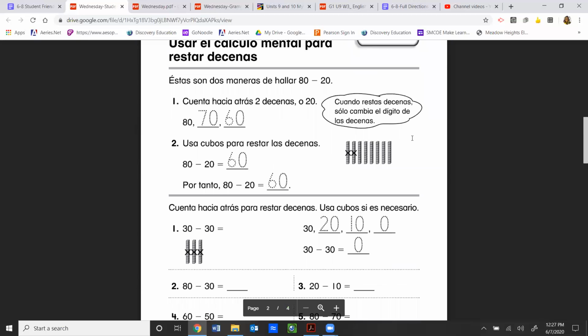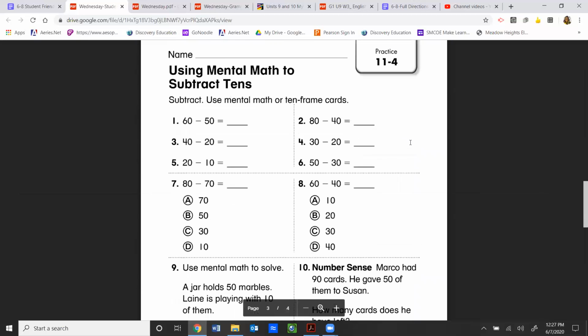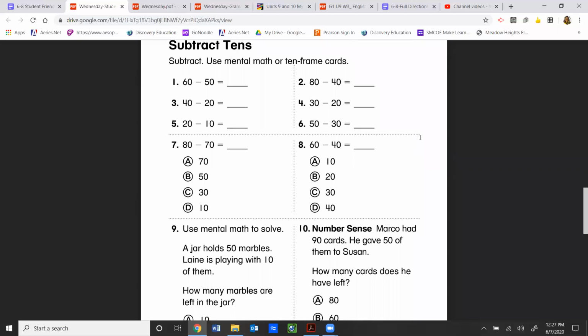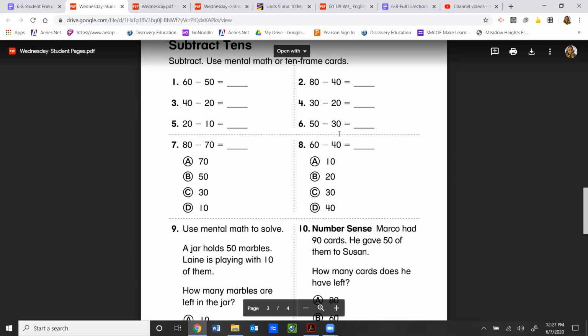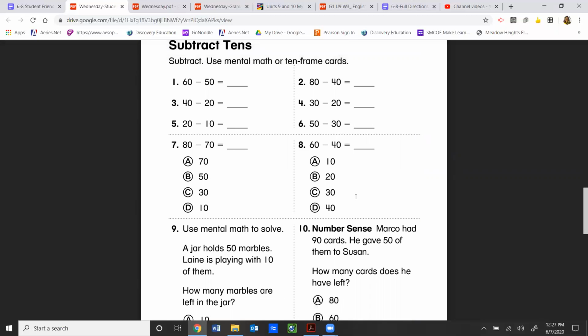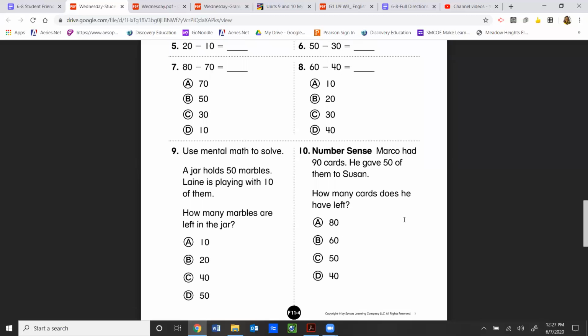Okay, so here's the Spanish page. Now for the practice page, you just have a lot of practice, either to try to do the mental math, or it says 10 frame cards, or if you want to draw the 10s, whatever is going to work for you. For numbers 1 through 8, it's just subtraction problems trying with that mental math.